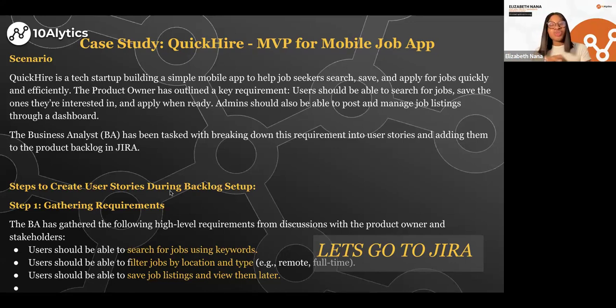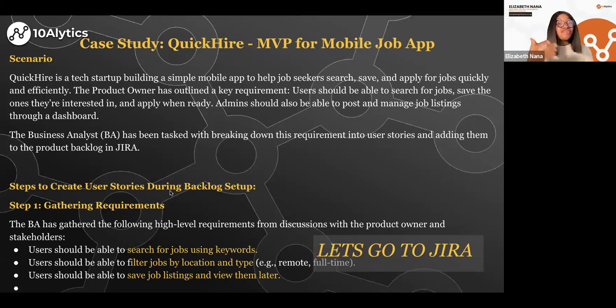Now, if you want to search for a job, for example, you go on a job site, a job board, and you're trying to search for business analyst roles. You can search for business analysts, and then it just populates, it brings out all the available business analyst roles. All right, so users should be able to search for jobs using keywords. That's the first requirement. Now, the second requirement says users should be able to filter jobs by location and type.